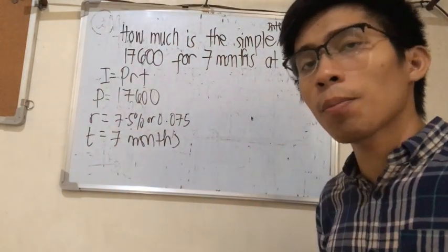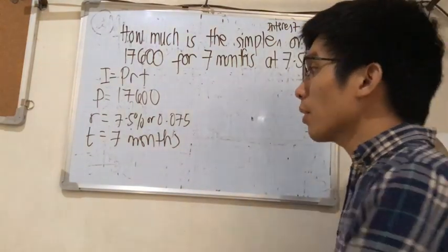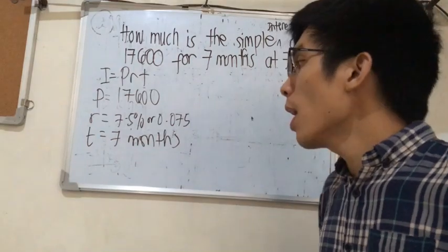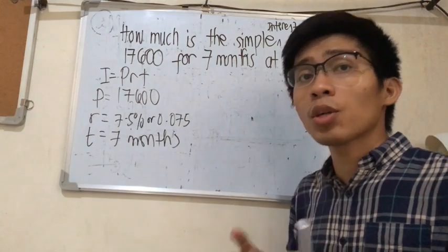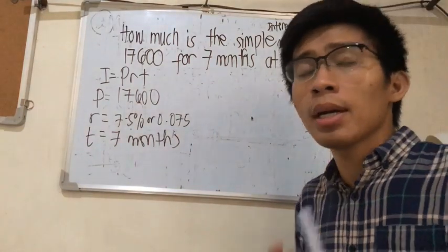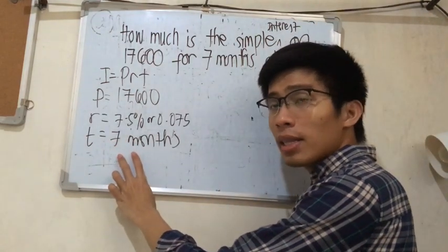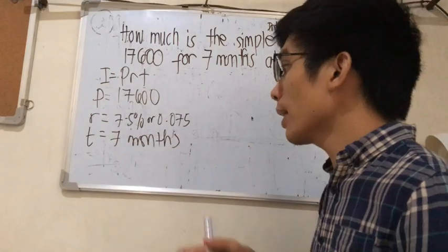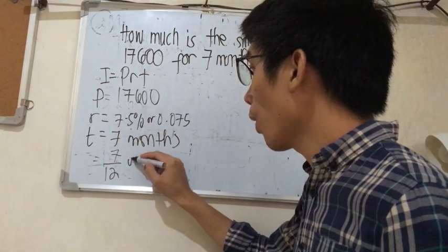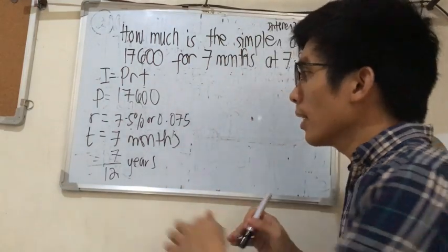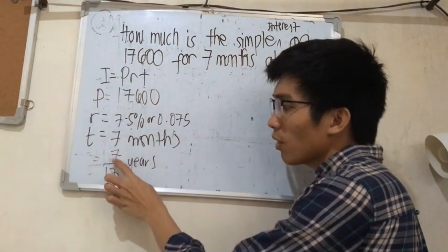How are we going to deal with this kind of problem whenever the time is in months? What you are going to do is to convert these months into years. How? By simply dividing by how many months in a year. We believe that we have January, February, March, April until December. That's a total of 12 months. Meaning, the given months must be divided by how many months in a year. So that is 7 divided by 12. So meaning, 7 months divided by 12, that is 7/12 years.